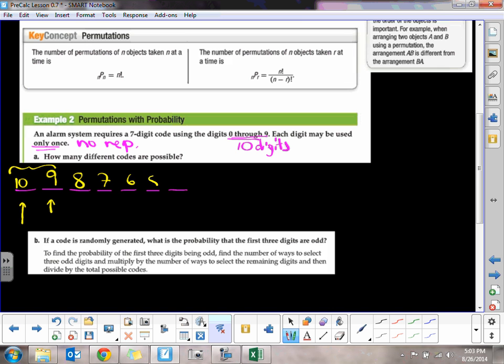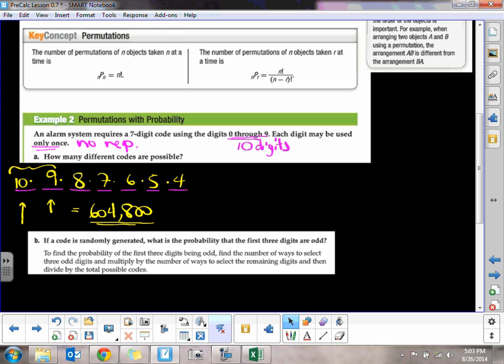7, 6, 5, 4. Now if we multiply these values together, we'll end up with our total number of possibilities that we can come up with, and that total is 604,800 outcomes possible. Now that's the intuitive way.